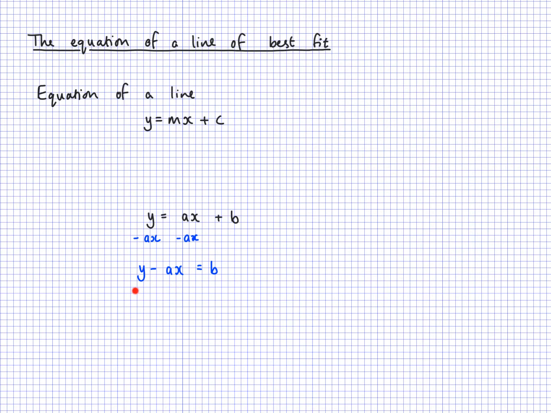Now, these values we will know. The y and x values we can get because we identified a point on our straight line. And the a value we will know because we had identified 2 points, and we found the gradient. So if we do this calculation with a pair of x and y values and the a value that we found, we will be able to find what b is.